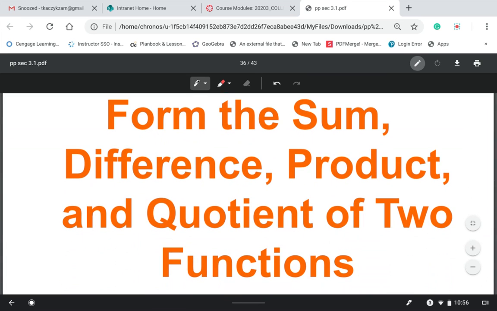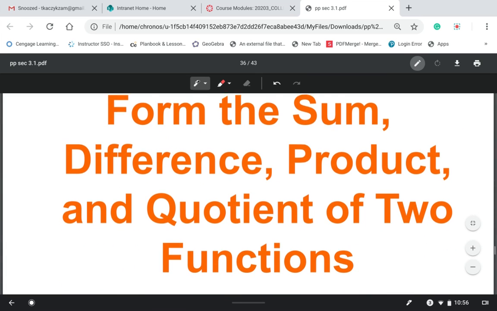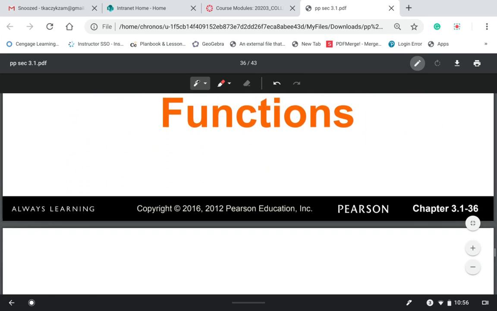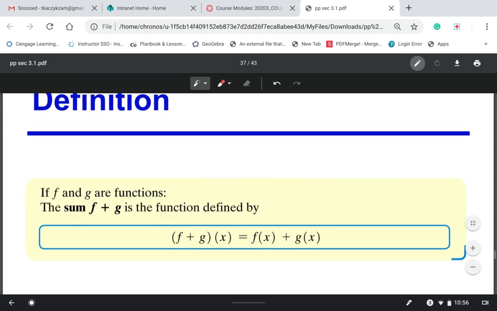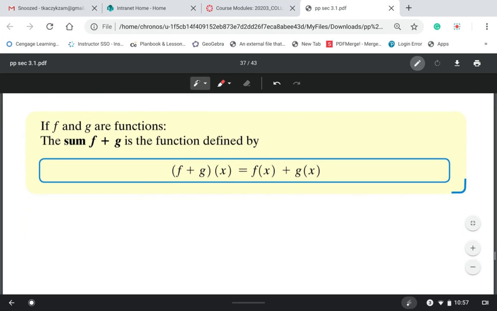Next, we're going to talk about the sum, difference, product, and quotient of functions. So here we have the definition of the sum. This definition tells you that we have 2 different functions, f and g, with 2 different equations. And to find the sum of functions f plus g, we need to add the equations of those functions together. So the sum of functions f plus g is equal to function f plus function g.